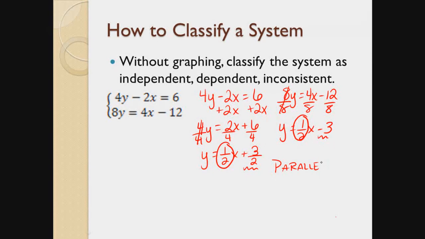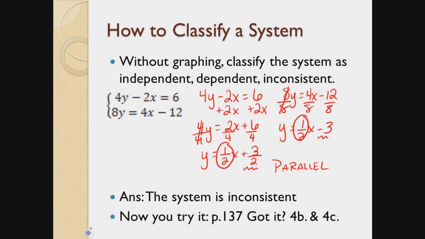Looking back at your notes from the previous page, parallel lines are classified as what? They are classified as inconsistent because they will never intersect, which means they will never have a solution. Now you try. Turn to page 137 and do Got It 4B and 4C. Once again, remember to pause the video and look your answers up in the back. If you have any questions, please write them down and save them for the next day in class.